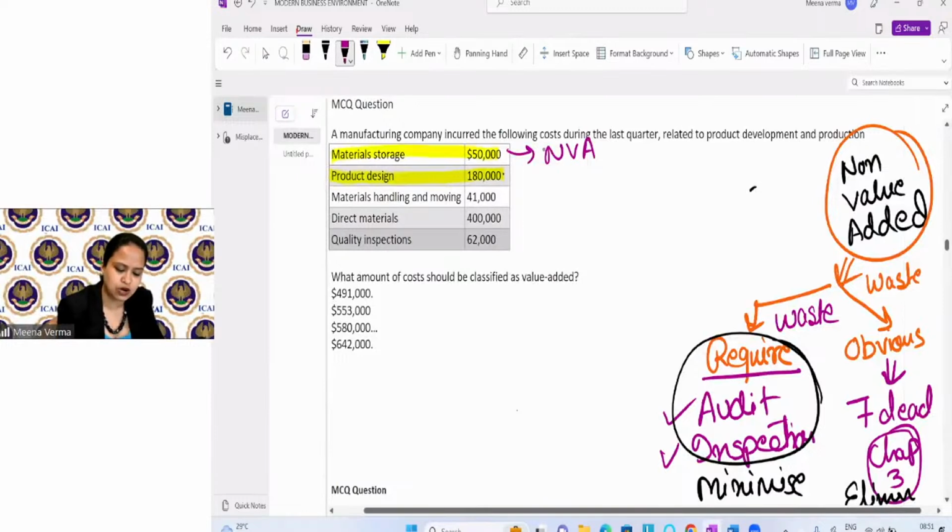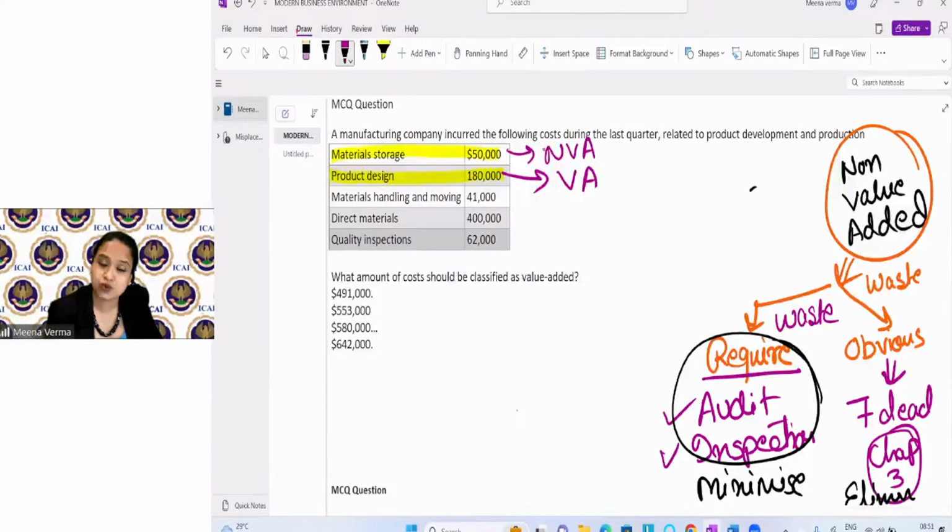Then the second one is product design. Yes, it is required. Without product design, it is not possible to do the business. So yes, it is a value-added activity. It is required in the company. Then material handling and moving. This irrelevant movement of the product in the company is a non-value-added activity. It is just a waste, right? We will learn this later in chapter 3. Not required in the company.